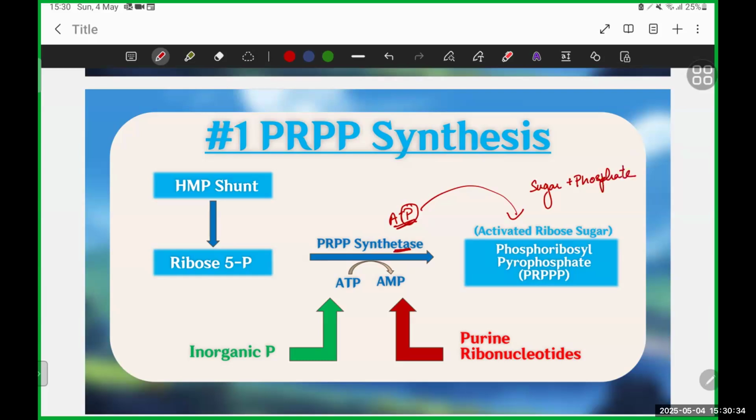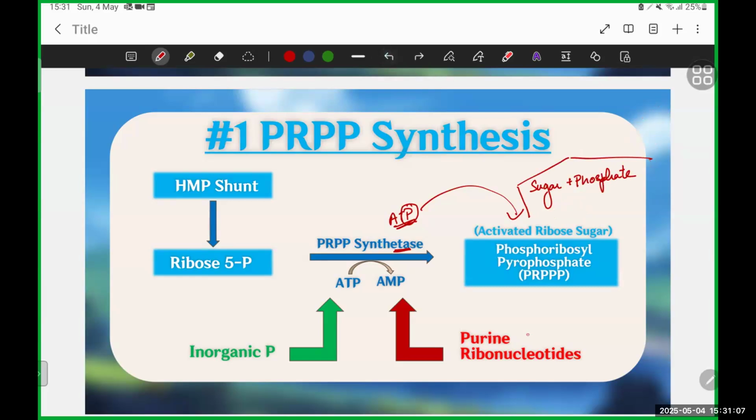Now I have my sugar and phosphate, and I need one last thing. I need the base to form the nucleotide. So how do I get the base? In purine synthesis, this is my PRPP, and I'm going to keep adding ingredients here, atom by atom, and start forming the base ring. We'll come to that.